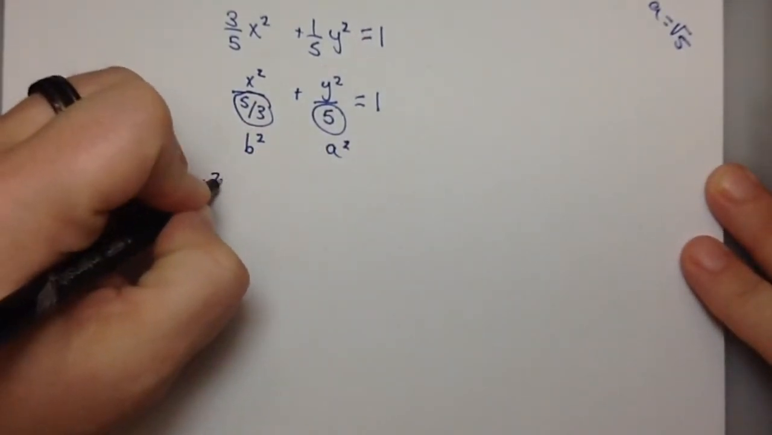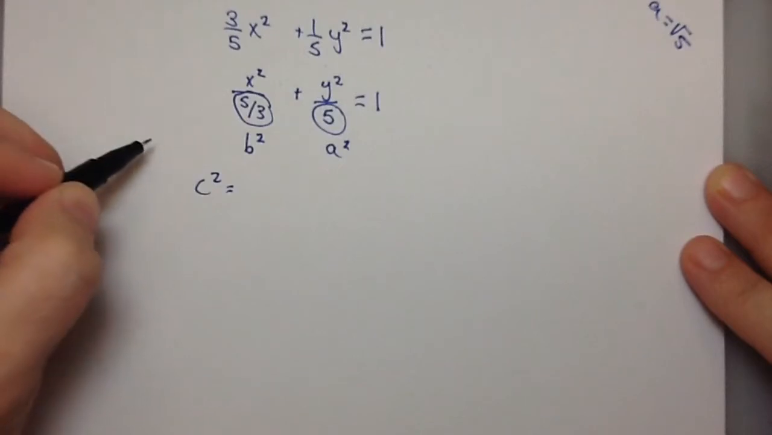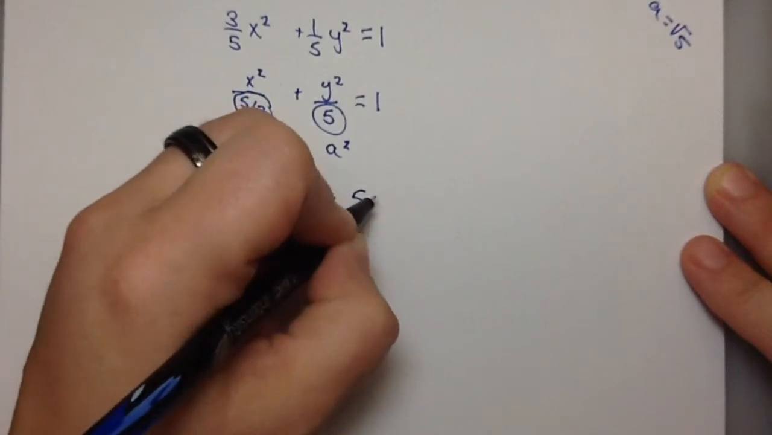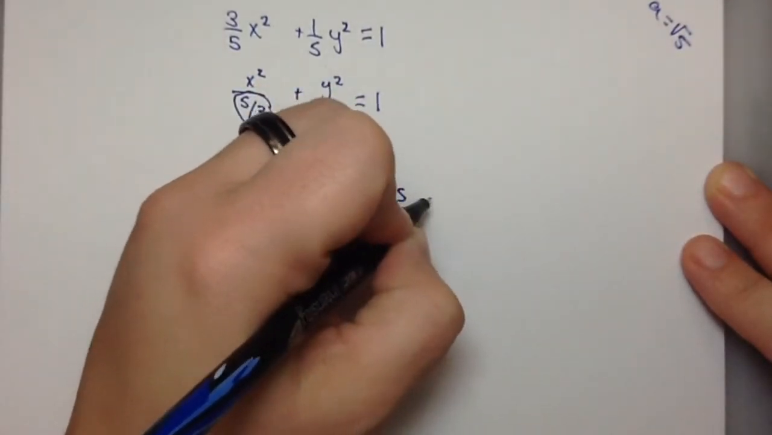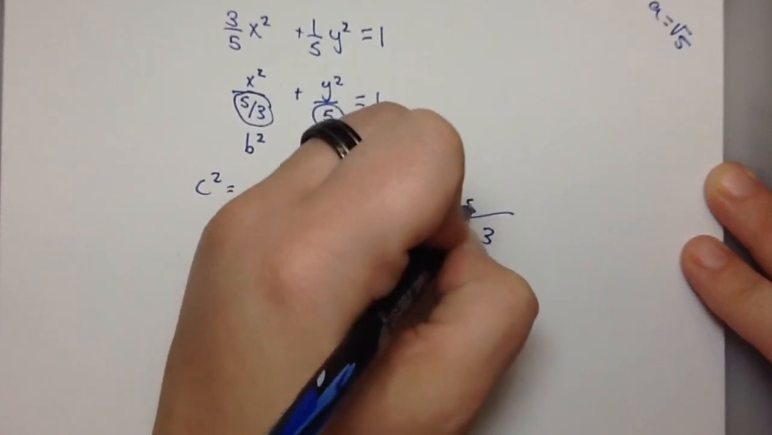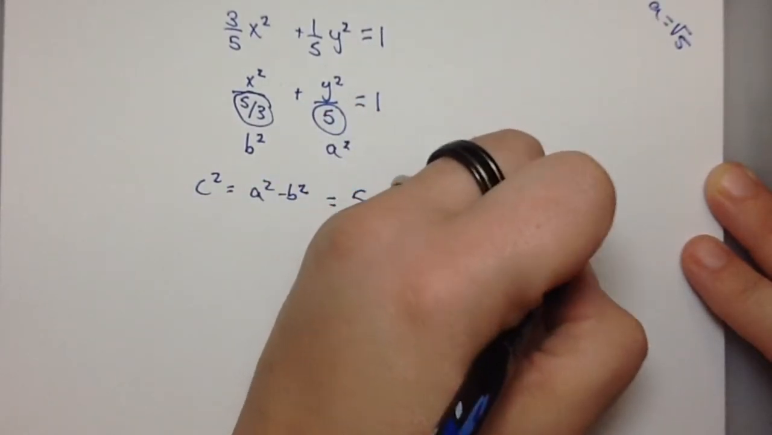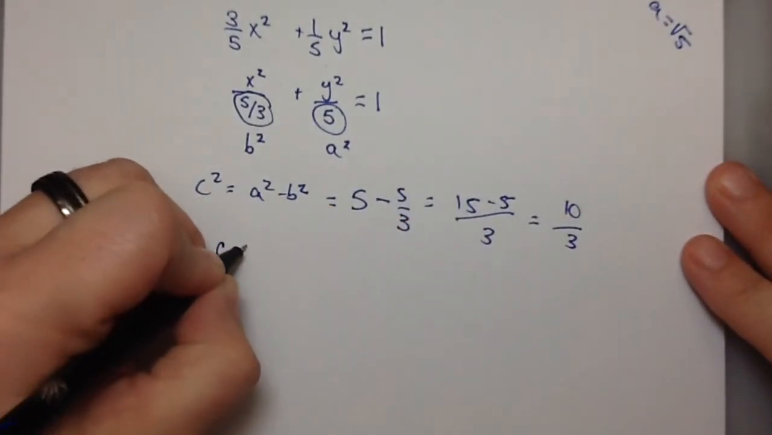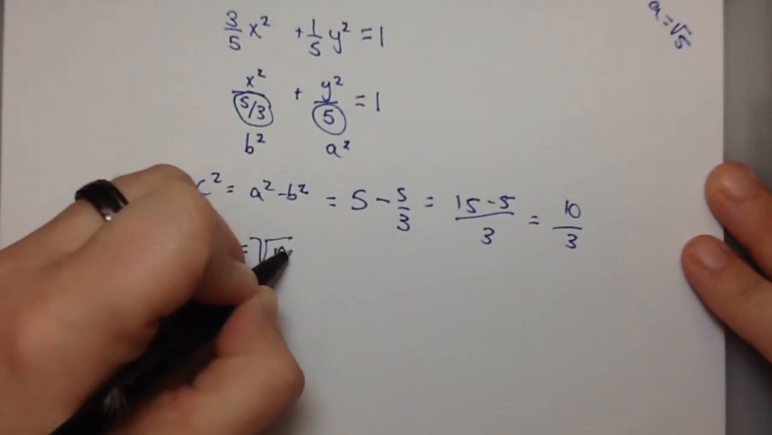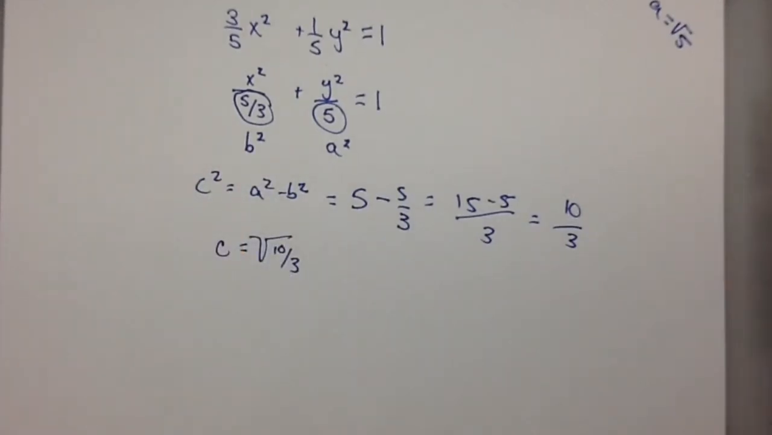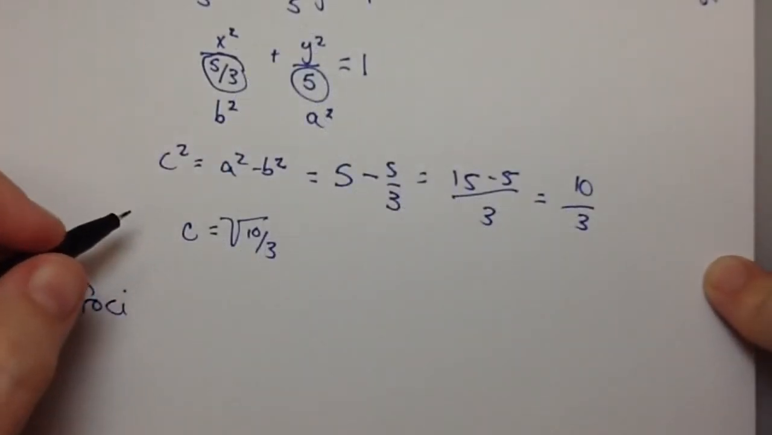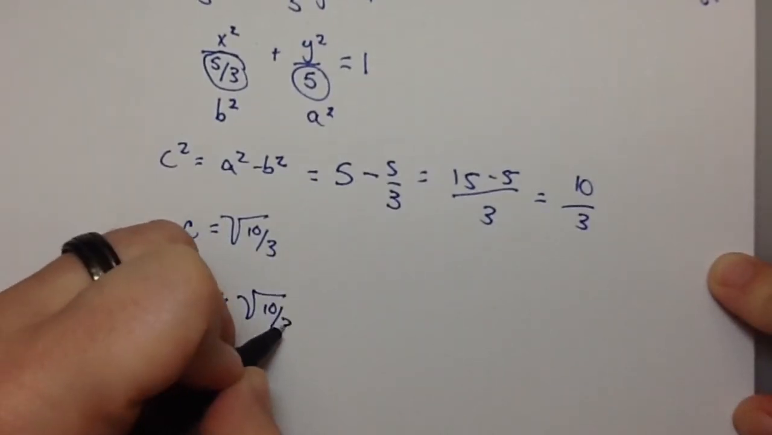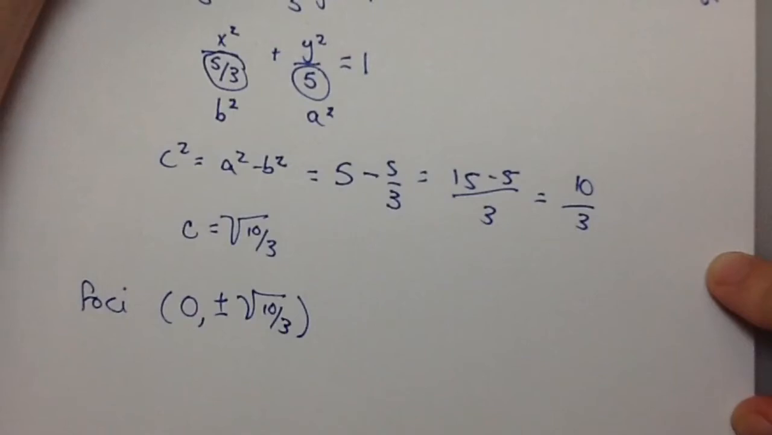So we now know these two things. C squared, the distance from the center to the focus, is a squared minus b squared. So that is 5 minus 5/3. Common denominator, 15 minus 5. We have 10/3. So C squared is 10/3. So C then is the square root of 10/3. So we know our foci are at 0, comma, plus and minus the square root of 10/3. So that's foci done.